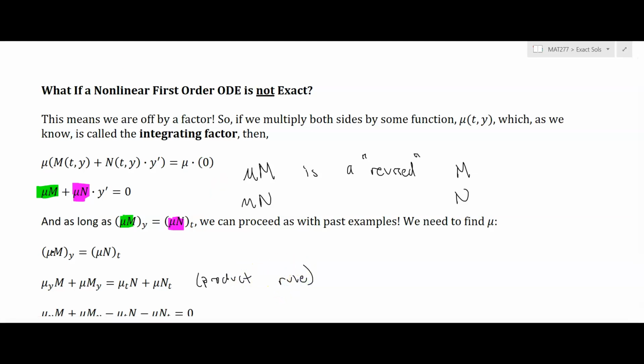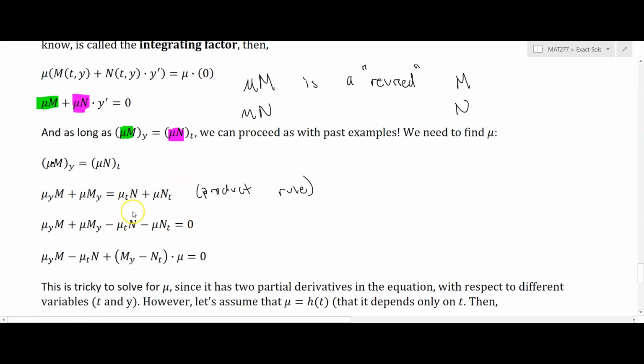Next, and we're almost there, we can actually try to solve for mu. To solve for mu, we need to isolate it. So if we move all the mu terms over to the left-hand side, from the second term and the fourth term we can factor out a mu, leaving us with M_y minus N_t times mu equals 0. And then I'm left with mu_y times M and mu_t times N, negative. And now I can try to solve for mu.